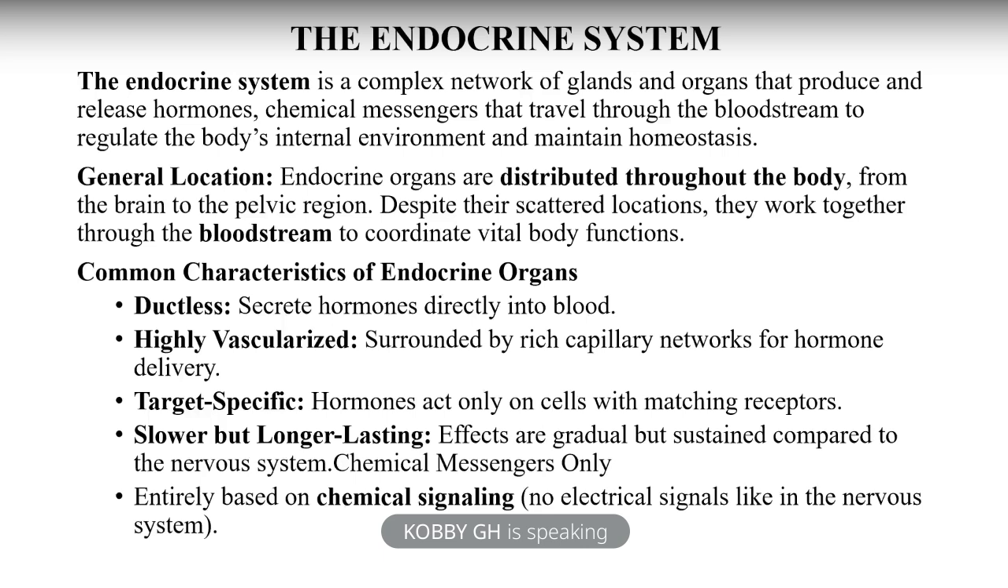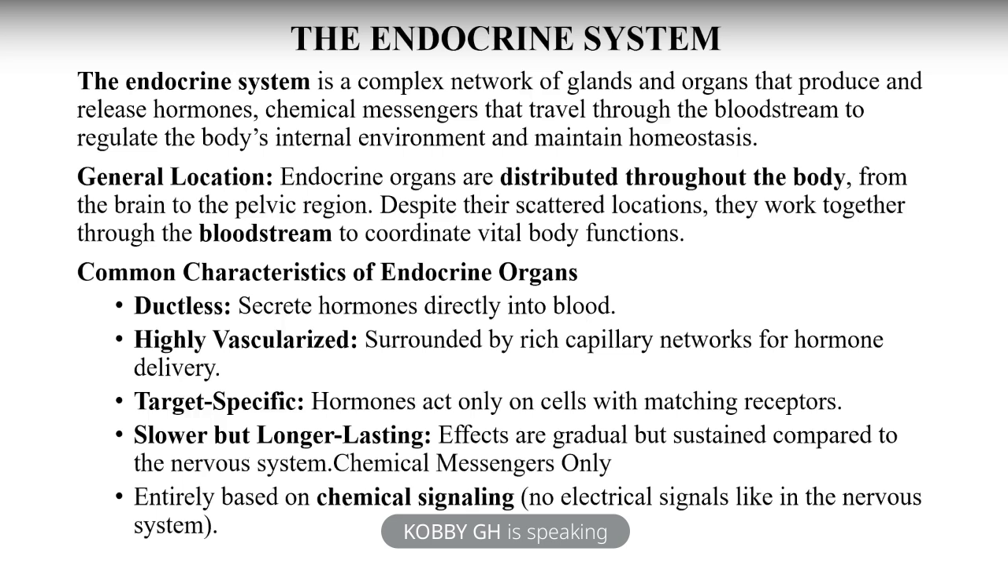Okay, now in anatomy, when we ask you the general location, endocrine organs are distributed throughout your body. We have some endocrine organs in your brain, some in your chest area or your trunk area, and some in your pelvic area. We have endocrine organs that are distributed throughout your body.